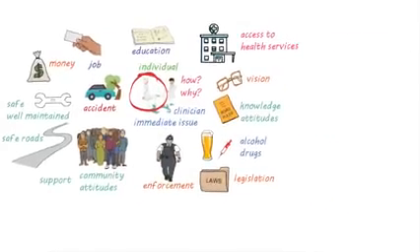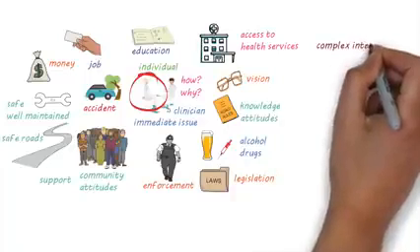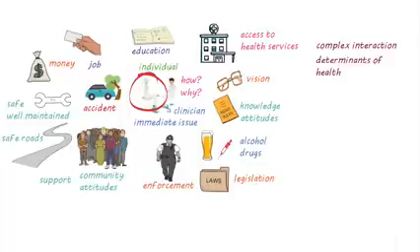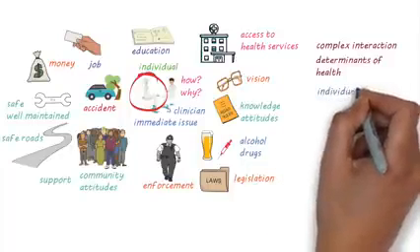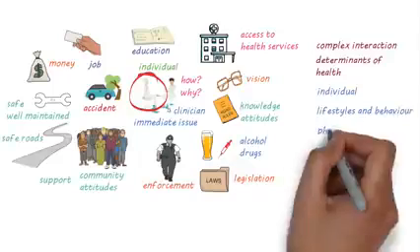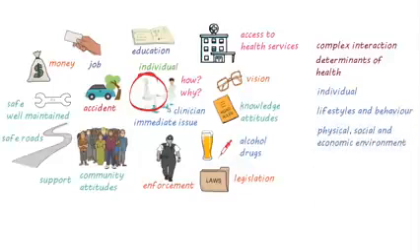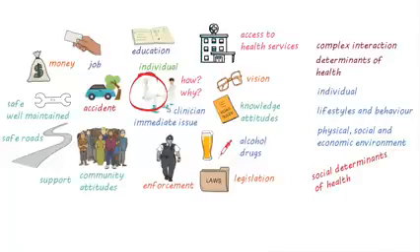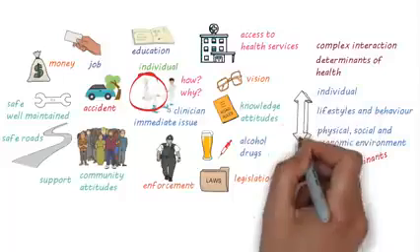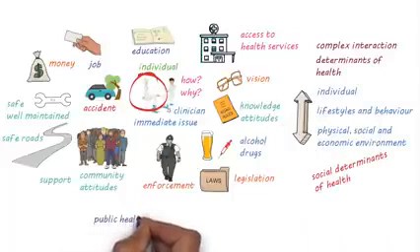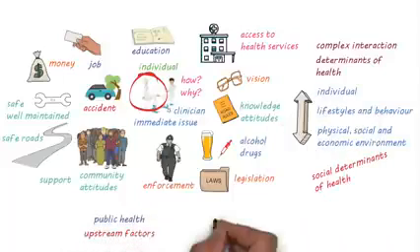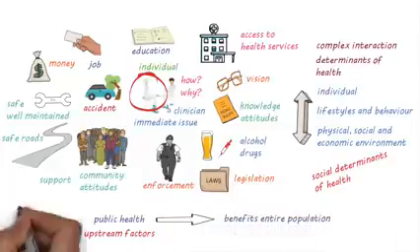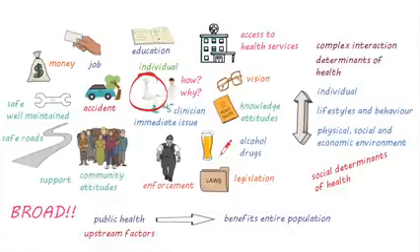As you can see from this example, health is determined by a complex interaction between many different factors or determinants of health. These include individual characteristics, lifestyle and behaviors, and also the physical, social, and economic environments, the social determinants of health. In order to make a difference in health, there's action needed across all the different determinants. Public health focuses on these upstream factors to make changes that can benefit the health of the population as a whole. This seems like a very broad and complex task, doesn't it?